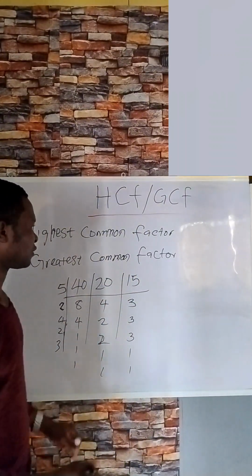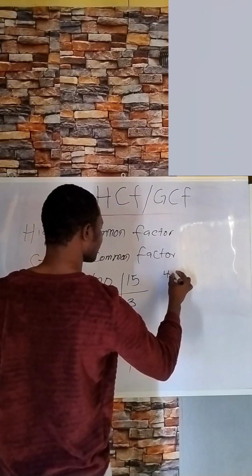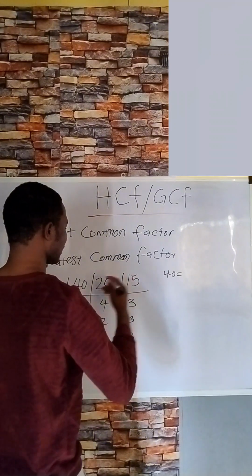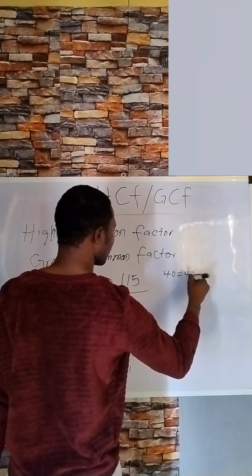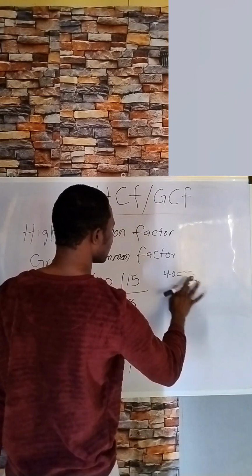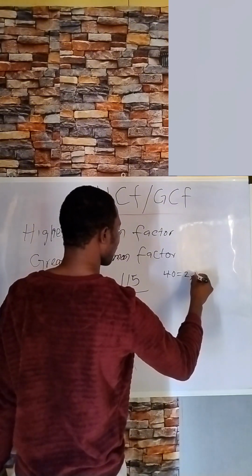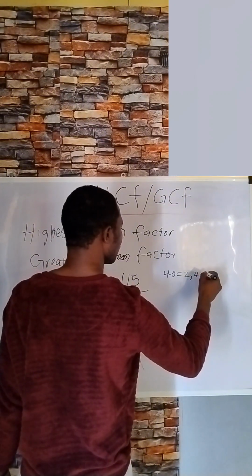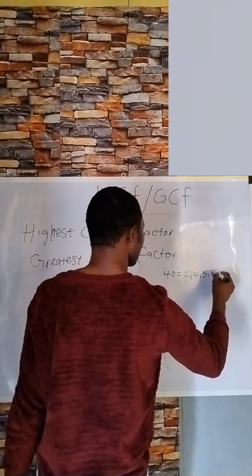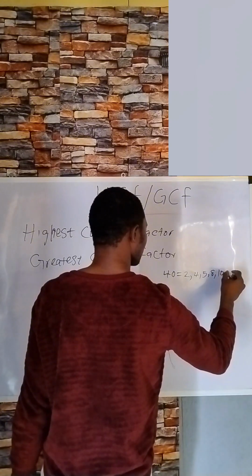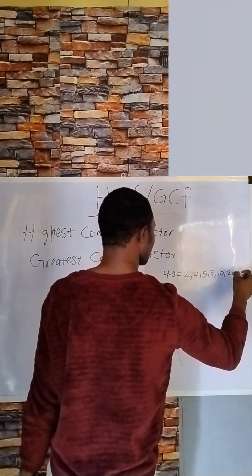So let's find out about that. 40. What are the factors of 40? Okay, let's start with 2. 2, 4, 5, 8, 10, 20, 40.